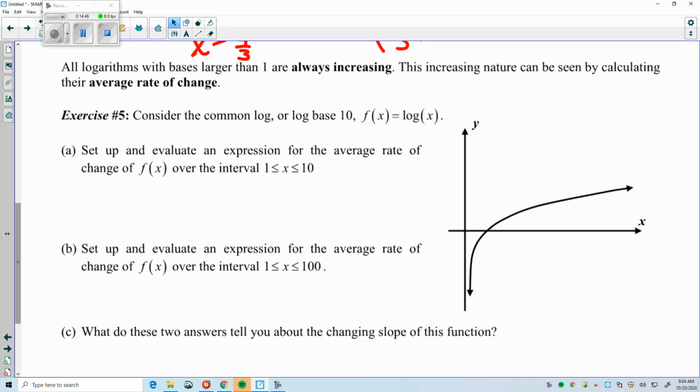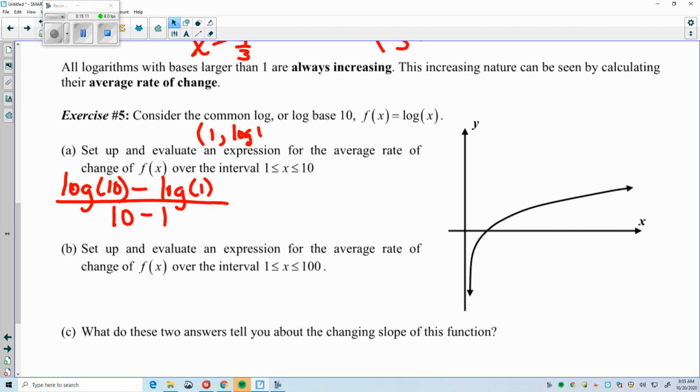So these are my x values. I would need to figure out the y values that would go with them. So it would be like saying log of 10, that's my y value, minus log of 1. And then I would divide that by my x's. Keep in mind, if we were to write these as coordinates, I would have the coordinate 1 comma log of 1, and I would have the coordinate 10 comma log of 10.